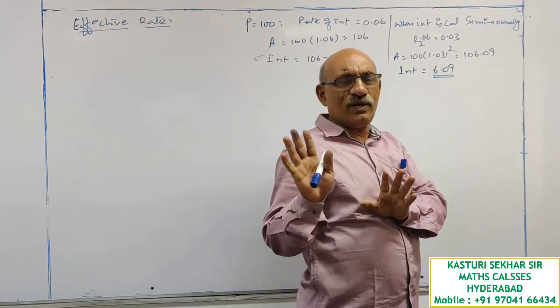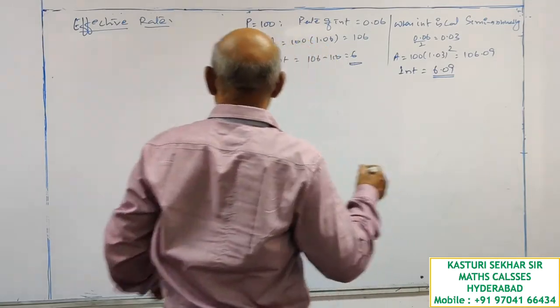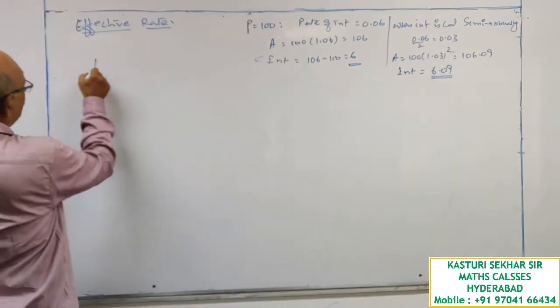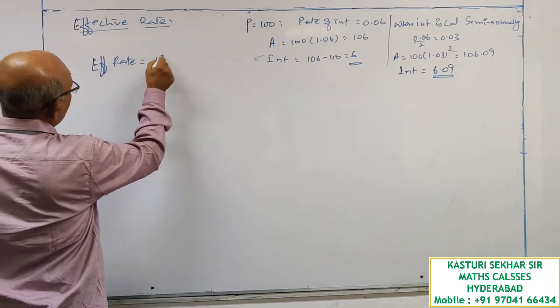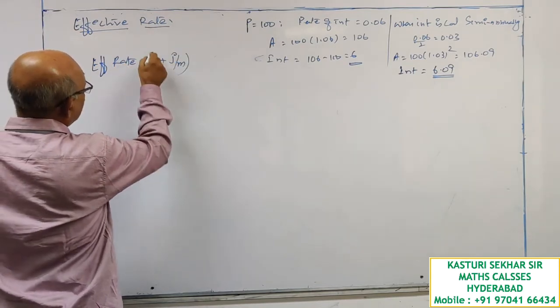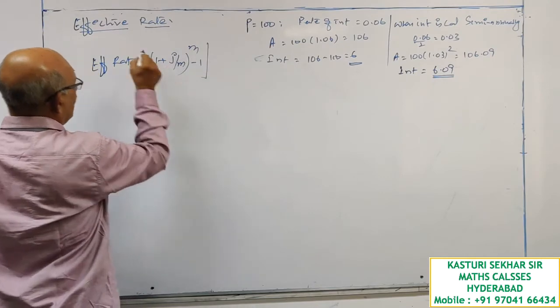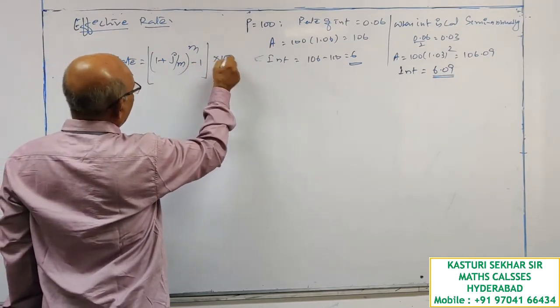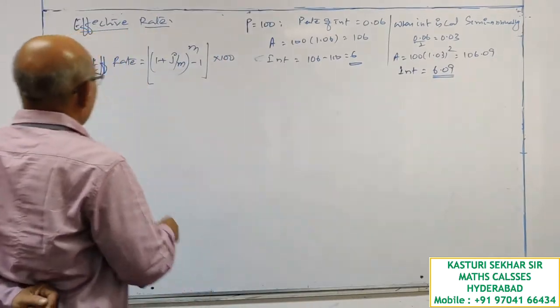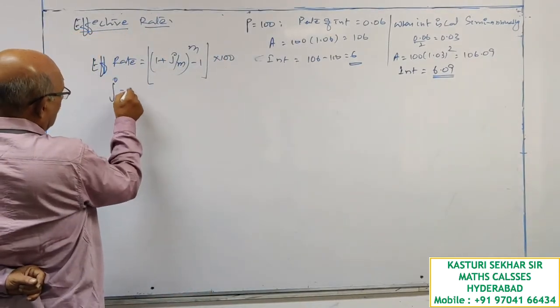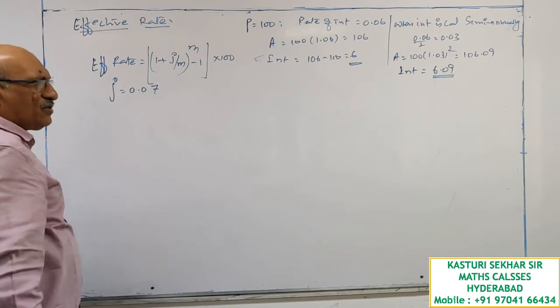This is conceptual, but from exam point of view, you have a formula. Effective rate is equal to 1 plus j by m whole power n minus 1 multiplied with 100. Both are one and the same anyway. Let us see an example. j is equal to 0.07.